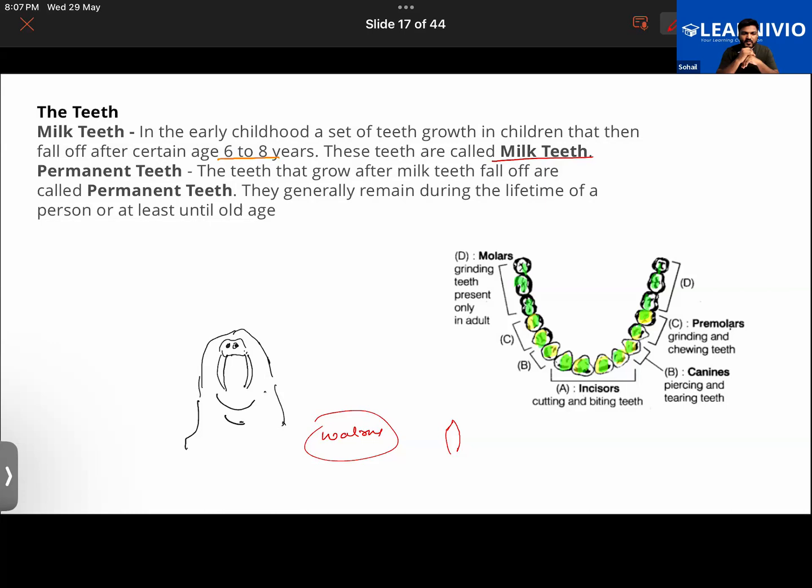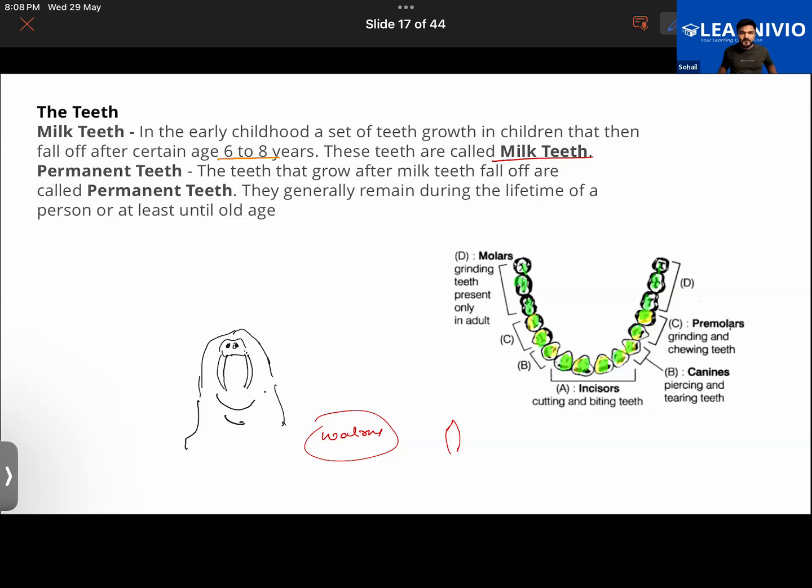Now, we can take the example of a seal. It has really sharp and really big canines. Cats are also one good example. Normally, any carnivore animal, any animal that has a carnivore diet and eats meat, like a dog also, has to pierce and tear the meat.